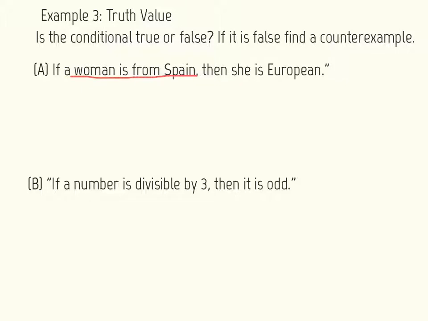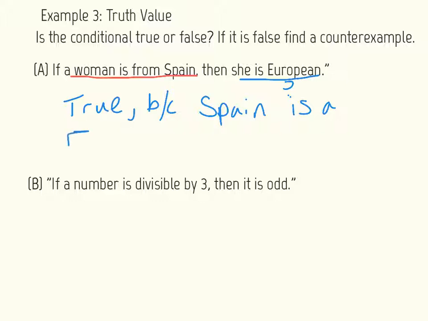Okay, so now we're going to assume that part's true, and we want to tell, is she European? Well, since Spain is a European country, that would mean yes. So this statement is true because Spain is a European country. So that would be your answer there.